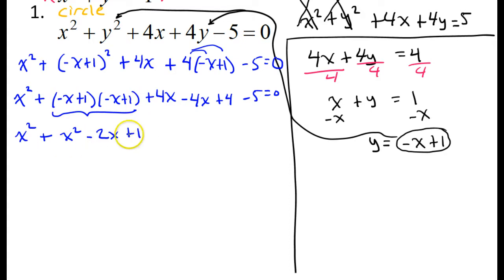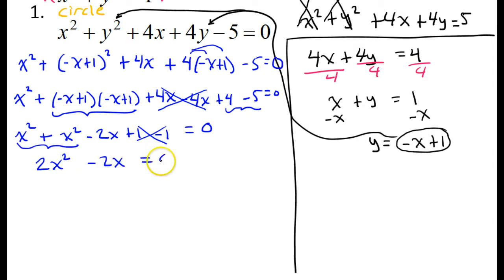This trinomial comes from multiplying these together. Here I've got positive 4x and negative 4x, so they cancel each other out. Putting these like terms together, I get negative 1. Now these are going to cancel each other out. X squared and x squared make 2x squared. So now I have 2x squared minus 2x is equal to 0.